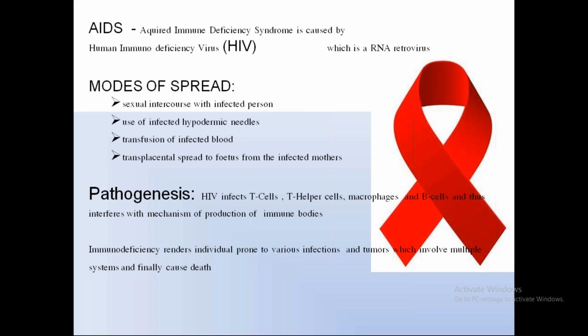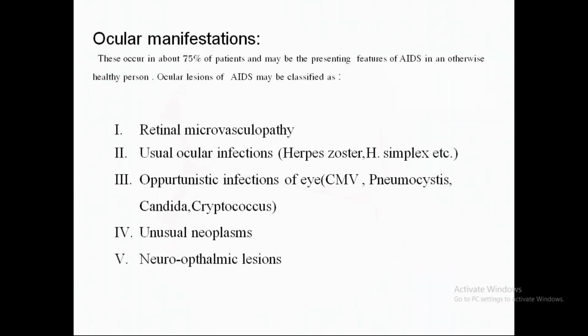So what is the pathogenesis? HIV infects T cells, T helper cells, macrophages and B cells. They interfere with the mechanism of immune bodies and also the production of immune bodies. So it renders individuals prone to various infections and tumors which involve multiple systems, and finally the immunity of these persons will decrease and they will die.